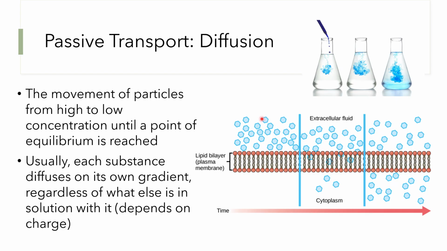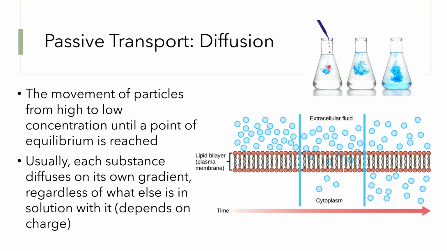In terms of the membrane, it usually means we have tons of something on one side of the membrane and little to none on the other. And so those molecules and particles will move until there's an equal amount on both sides. So usually when we talk about diffusion, we're talking about a substance diffusing down its own gradient.